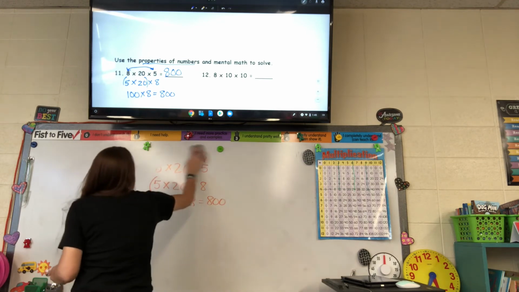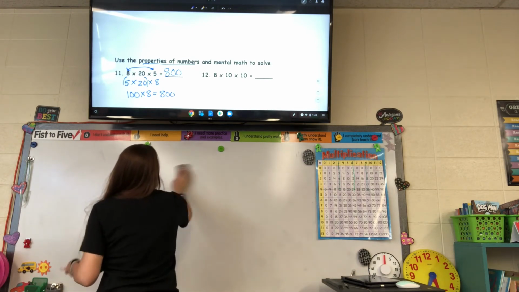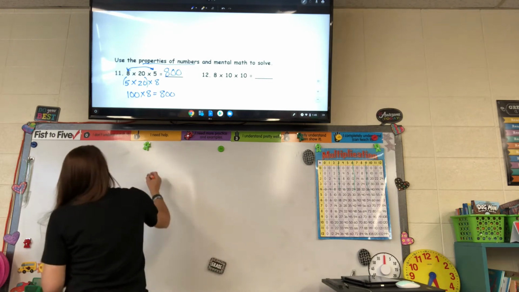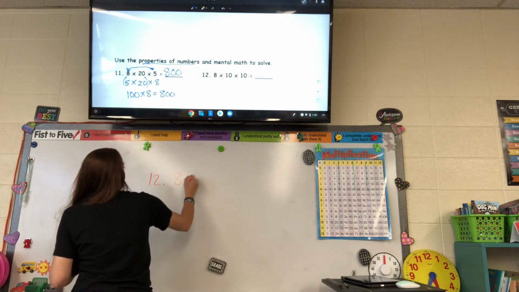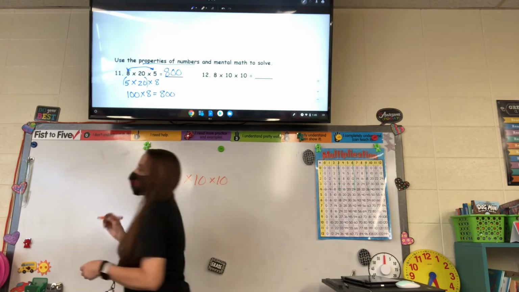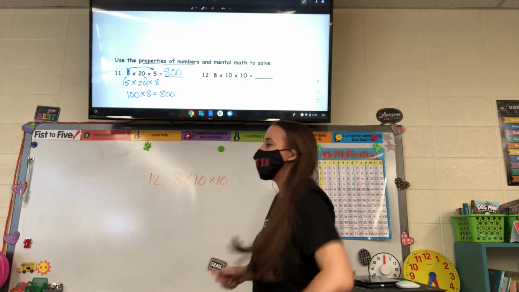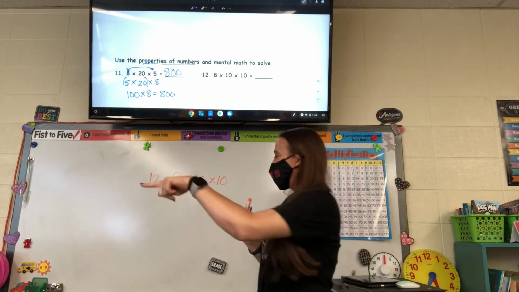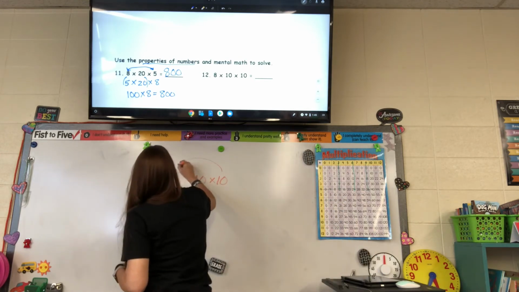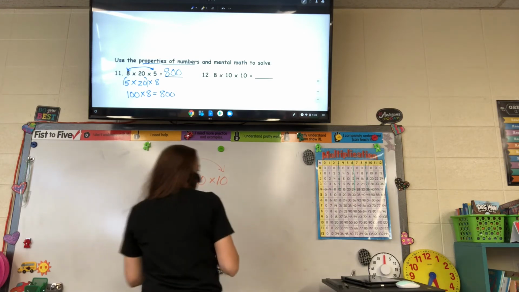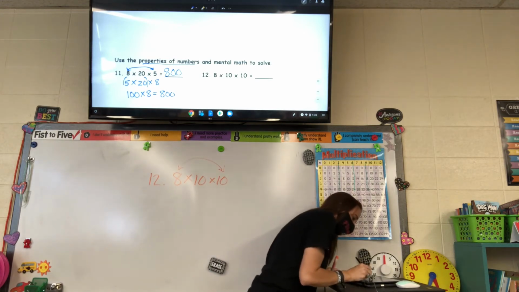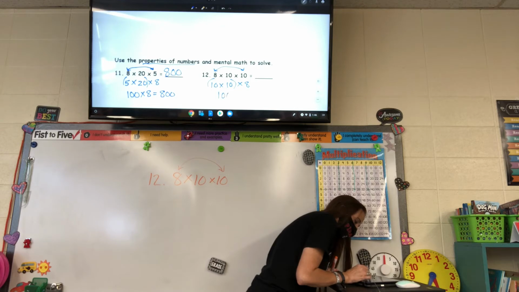Now if we look at number 12, which 2 numbers do you think that we should multiply together first? Jace, what do you think? 10 times 10. How come 10 times 10? 10 times 10 equals 100. There you go, buddy. 8 times 100 equals 800 again. So we're going to flip-flop the place of the 8 and 10. That way our first 2 numbers together are 10 times 10. So 10 times 10 times 8. We're going to put parentheses around 10 times 10. That equals 100 times 8. And our answer again is 800.